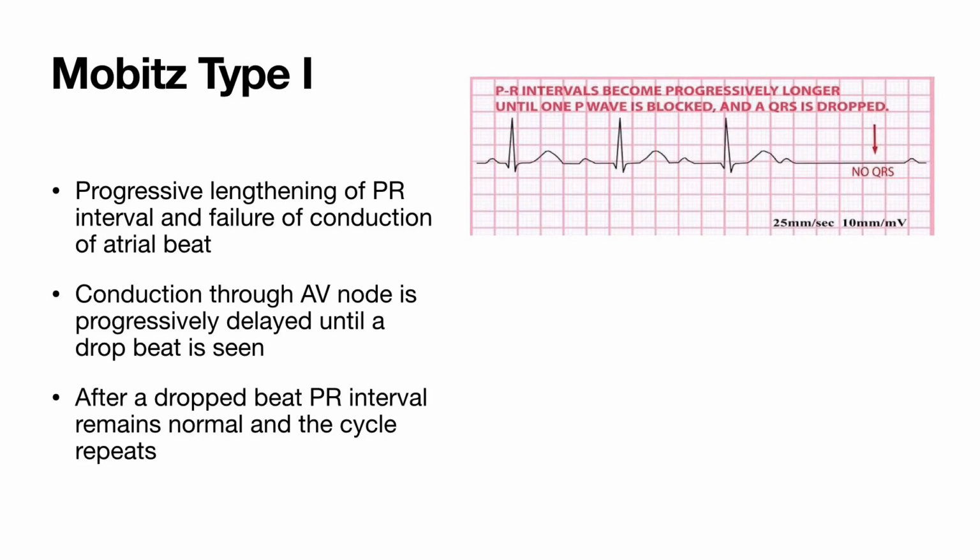This is because each successive impulse arrives earlier and earlier in the refractory period of AV node and takes progressively longer time to penetrate AV node. At last, a beat is dropped and the pause that occurs allows time for AV node to recover and the next PR interval is again normal.